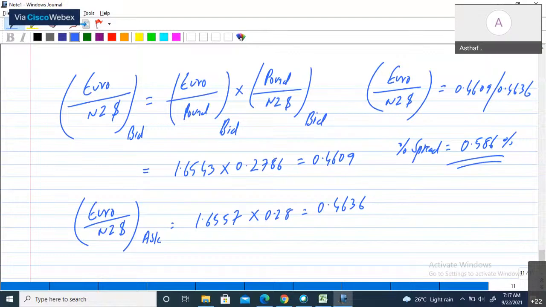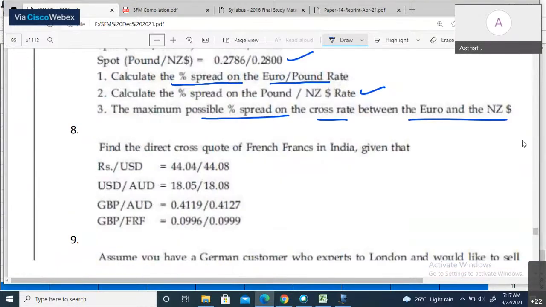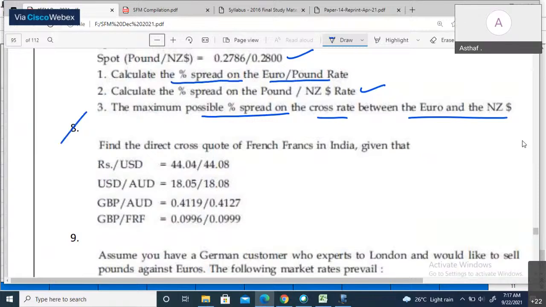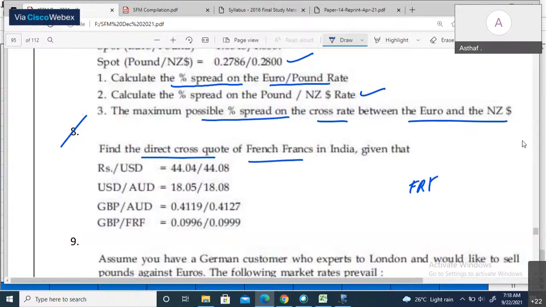Now, hope you have copied. What you can do, my dears, now: this is another question they were asking. I'm just giving a practice. Let's see how many. See, direct quote. They are asking direct quote for French franc. French franc means FRF. So in India, direct quote they want for FRF.